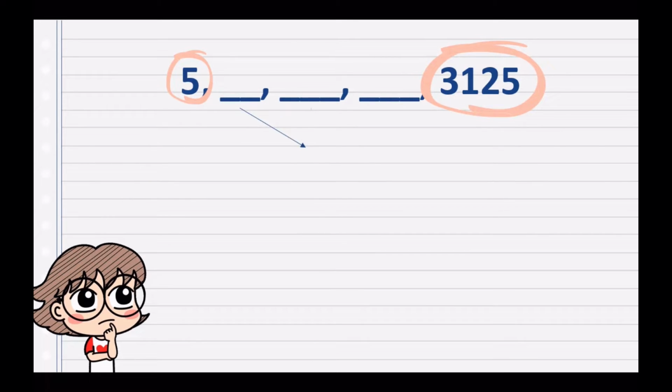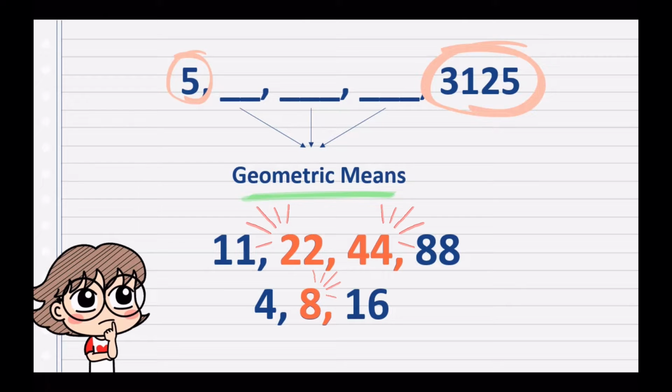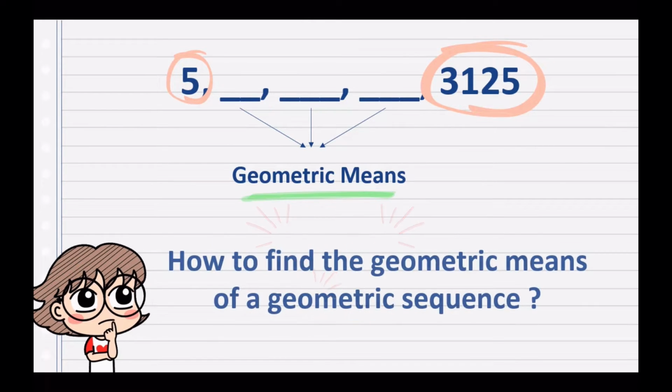We call the terms between any two given terms of a geometric sequence the geometric means. So in the sequence 11, 22, 44, 88, the geometric means here are 22 and 44. And in geometric sequence 4, 8, and 16, our geometric mean here is 8. The question now is, how are we going to find the geometric means of a given geometric sequence?